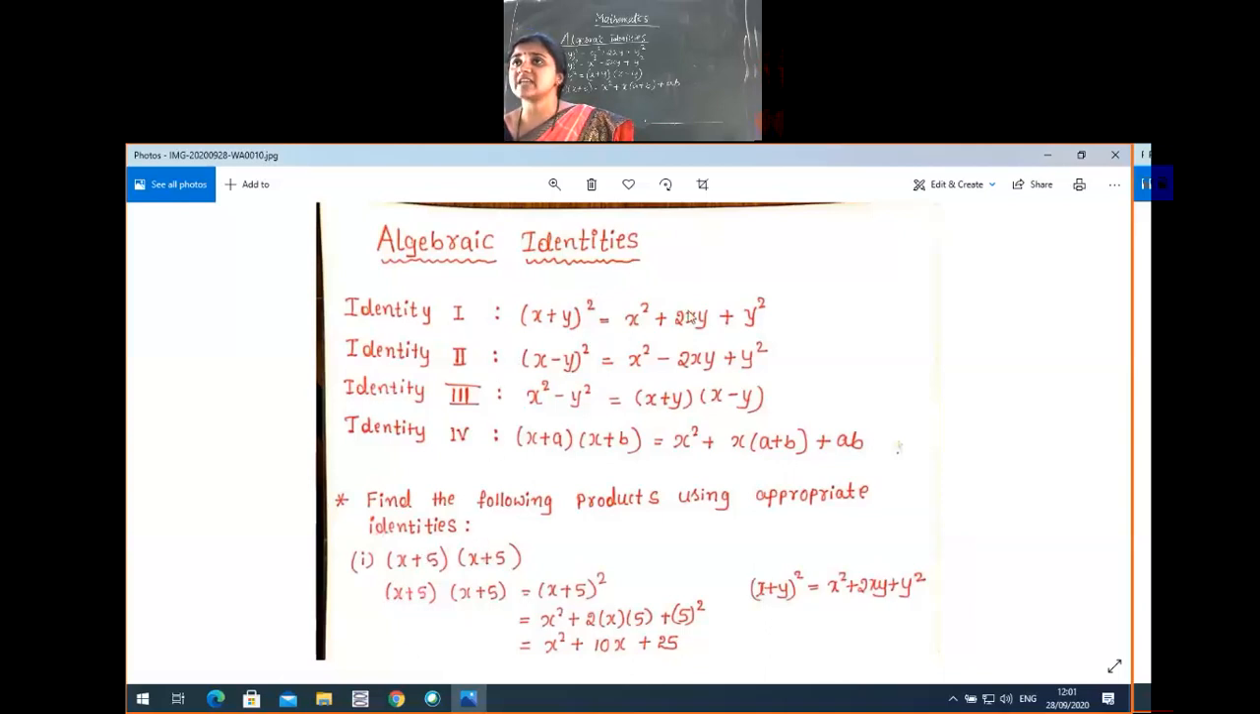One more thing I want to tell. Here we use the first identity, right? For this problem, you can use this one also, (x + a)(x + b). Here a and b are different. For the same problem you can use this identity also, but which one is suitable for this? That is (x + y) whole square. Is that clear? First question.